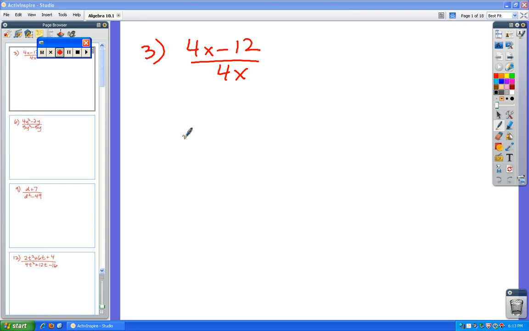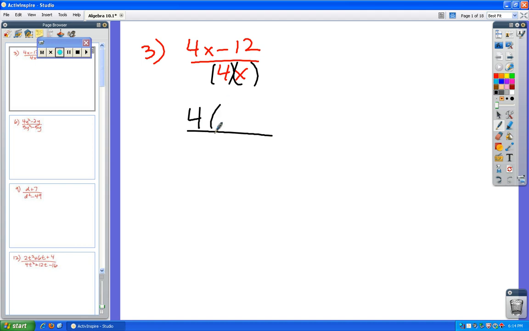Okay, start with the first one. Number 3. Most times when people look at this, they are just going to cancel out the 4x and 4x. But the only thing you can cancel are factors. The 4 is a factor and the x is a factor. You cannot cancel here because these are parts of factors. But look, if you look at the top, they do have something in common.